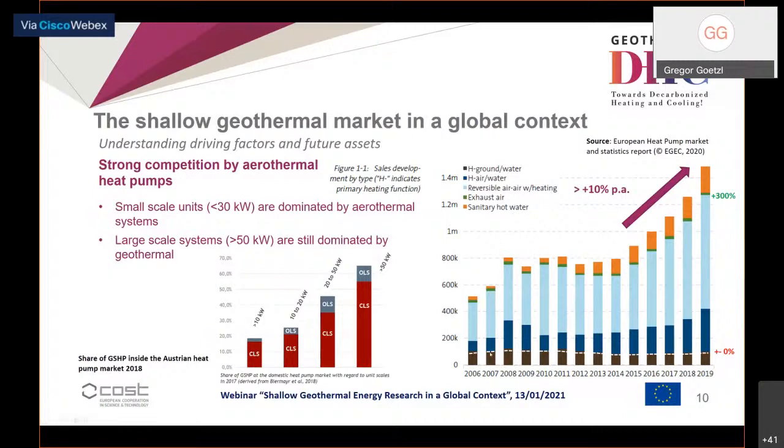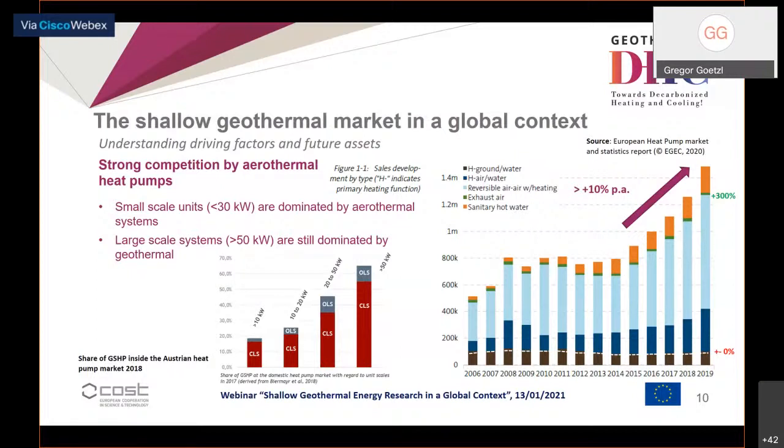And if you look at the white dotted line on the bottom of this sketch, this is the development for ground source heat pumps. And you see that's still stagnant. It's not participating in this overall trend. But if you look at the numbers in a more specific way, these are only showing sold units in terms of pieces.